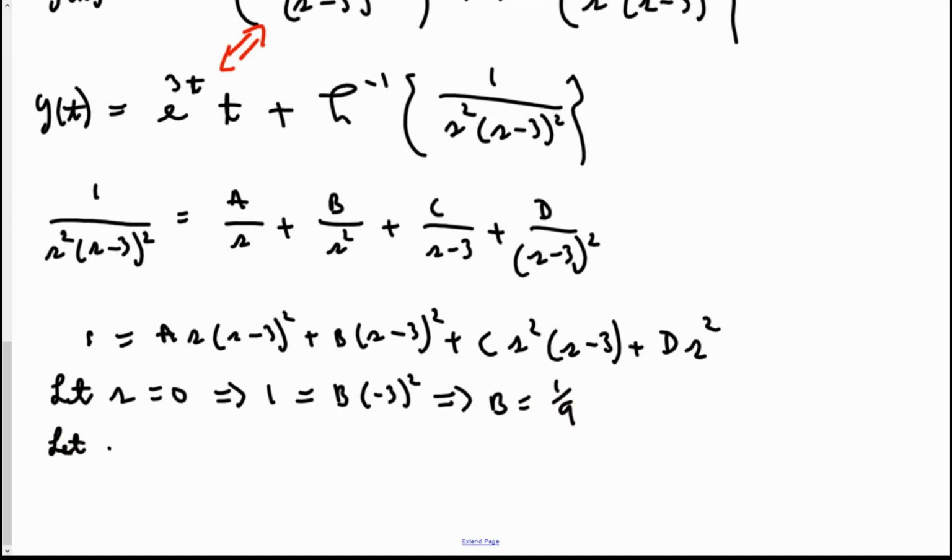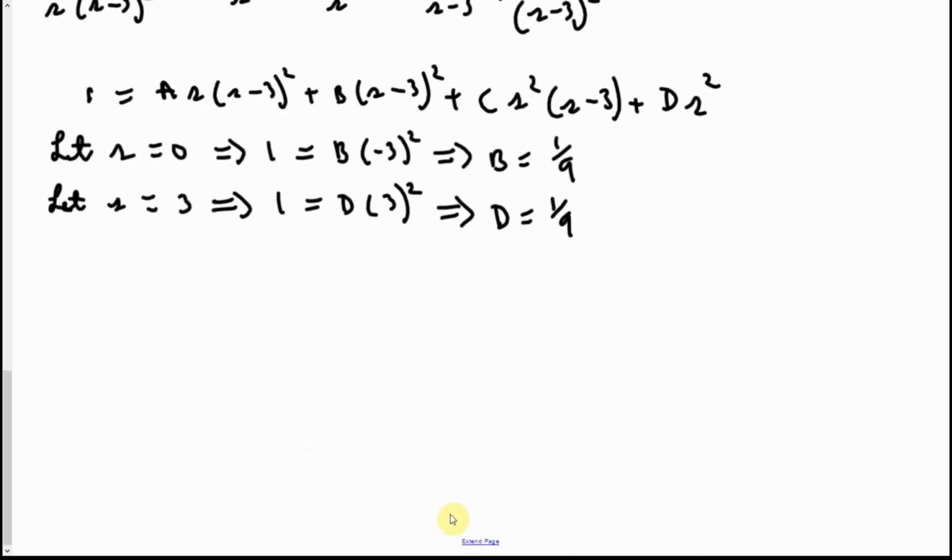Secondly, let s equal 3. That implies that 1 is equal to, now if s equals 3, 3 minus 3 will cancel out the A, the B, and the C, because you have an s minus 3 there. All you end up with is this D times 3 squared. So that gives us D is also 1/9.